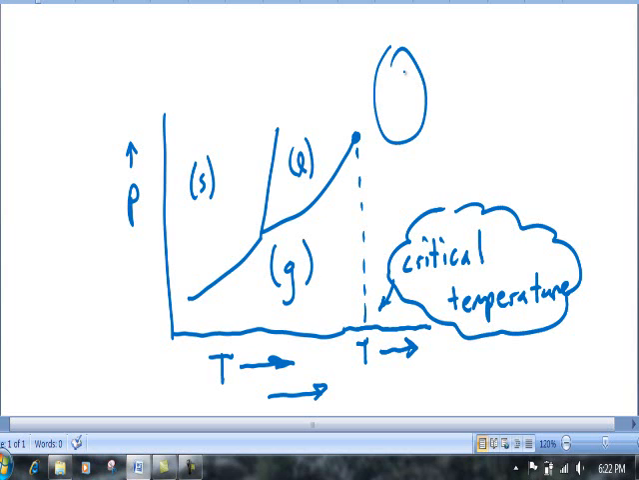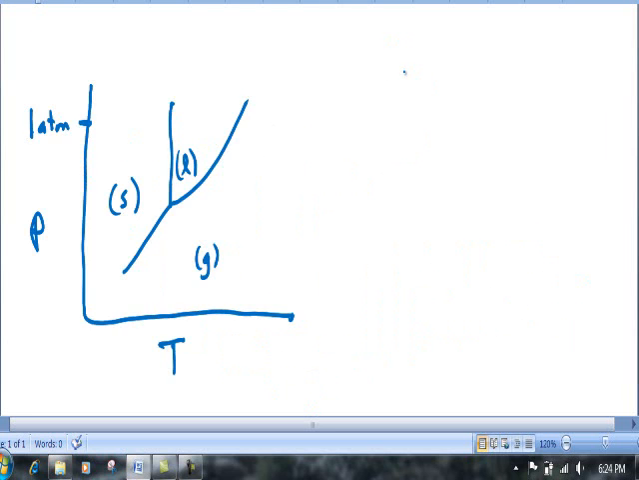That's because beyond this temperature, there's enough energy present in the material that no matter what we do with it to pressurize it, we cannot cause it to go from the gas to the liquid phase. So above the critical temperature, the material can only exist in the gas phase. Below the critical temperature, a gas could be pressurized to make it turn into the liquid phase, even at a fairly high temperature.